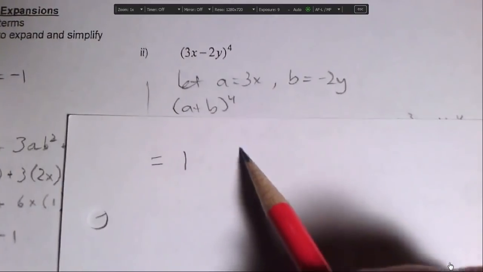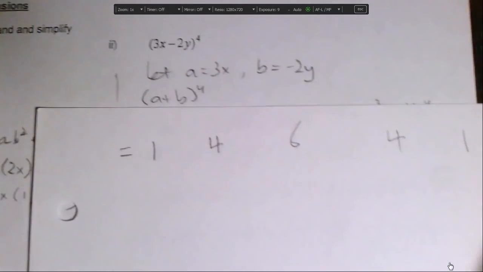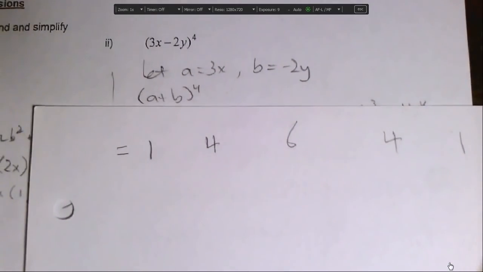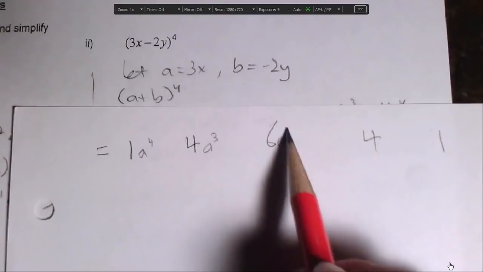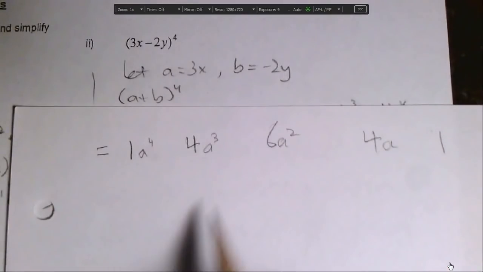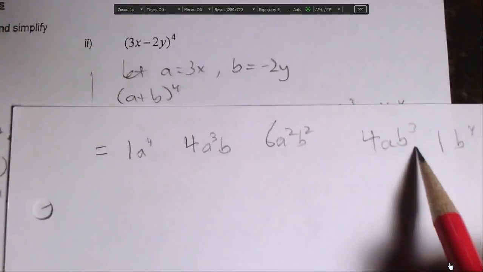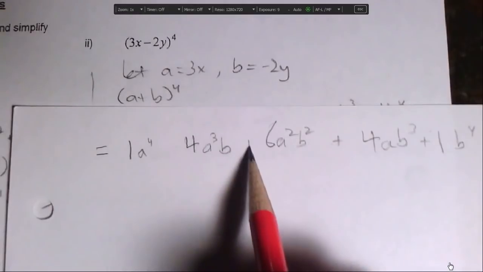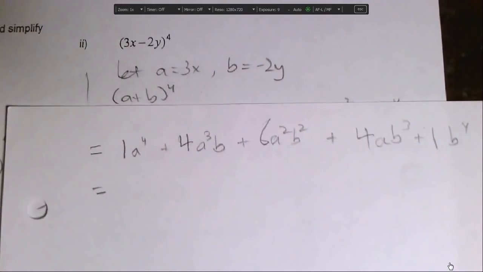It's going to start with 1, 4, 6, 4, 1, which are the row 4 of Pascal's triangle, and then you just put in your variables: a to the fourth, a cubed, a squared, a, and no a's, and for b: no b's, b, b squared, b cubed, and b to the fourth. Add your plus signs. Okay, and now we can fill in the 3x and the negative 2y. Okay, so pause the video here because I will now show my solution.